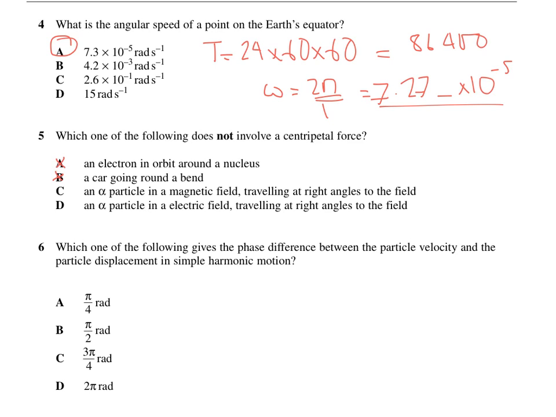An alpha particle in a magnetic field travelling at right angles to the field. Absolutely, that would involve a centripetal force because we know the force is perpendicular to the motion, which is a centripetal force. So we already know the answer will be D because we've eliminated the others, but if we remember, the force from an electric field would be the same regardless of the direction of motion of the travel, so we know that would not be a centripetal force. The force isn't dependent on the motion of the object.